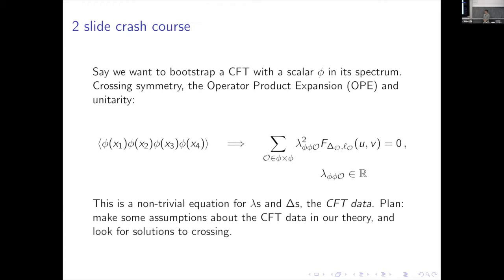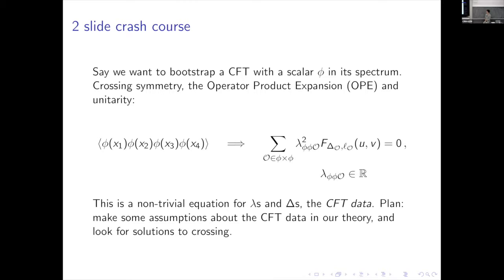And the OPE, which says that any two operator insertions is equivalent to an infinite sum of single operator insertions, turns this 4-point function into a sum rule, where the F function is completely known. And so we can use this to solve for the unknowns, which are the OPE coefficients, the lambdas, and the spectrum of the theory, which is the spectrum of scaling dimensions and spins of the operators of the theory.